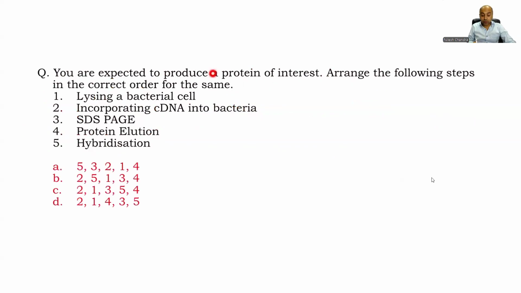Question: you are expected to produce a protein of interest. Arrange the following steps in the correct order for the same. Your options are lysing a bacterial cell, incorporating complementary DNA into the bacteria, SDS page, protein elution, and hybridization.